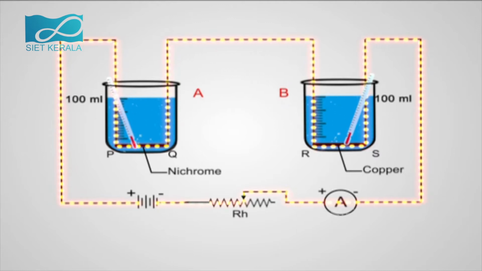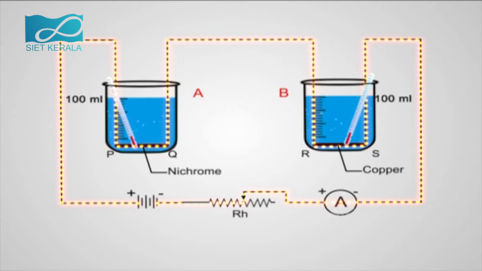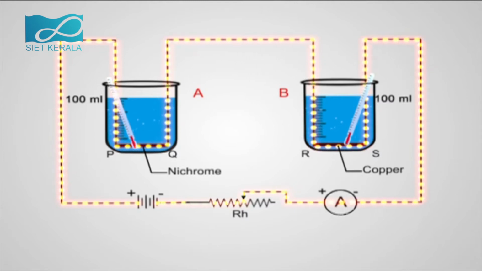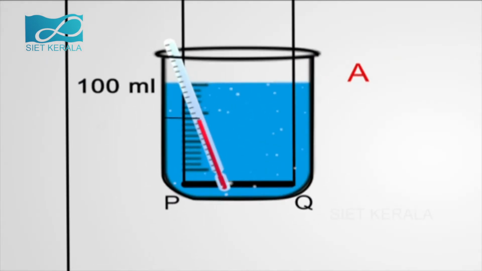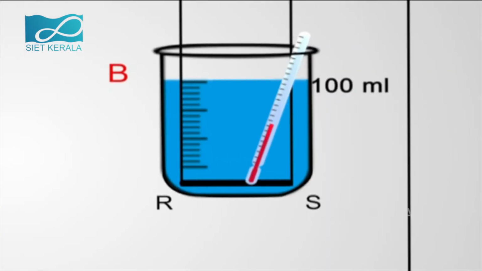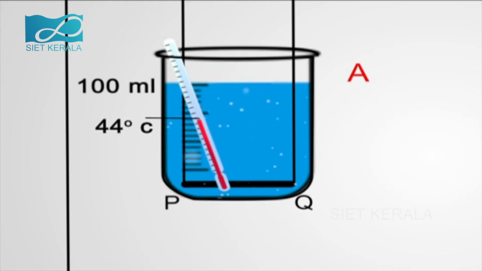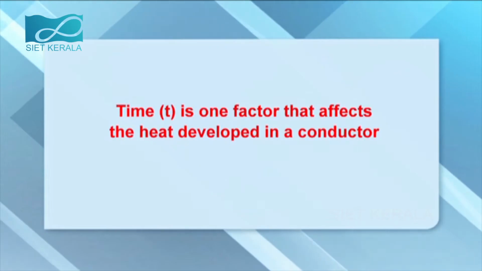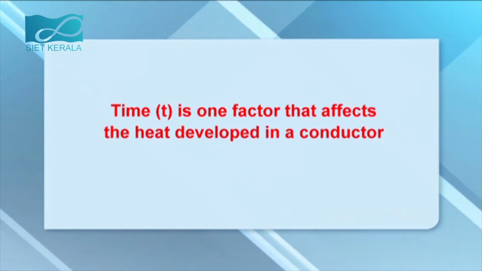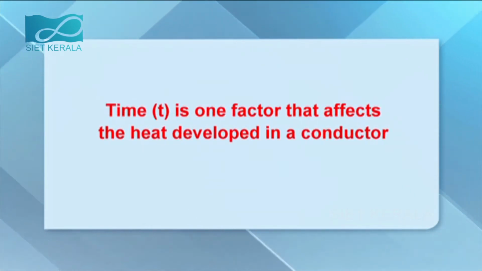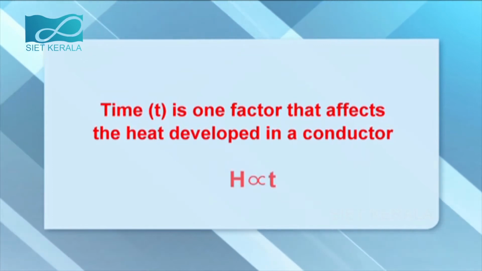What if the time taken for the flow of current increases? Let us take a look at the thermometer after 7 minutes. We can see that the water has got heated up to 44 degrees centigrade in the beaker having nichrome and 37 degrees centigrade in the beaker having copper. Isn't this proving that the increase in time increases the amount of heat? That is, time is one factor that affects the heat developed in a current carrying conductor. This can be expressed as H proportional to T.